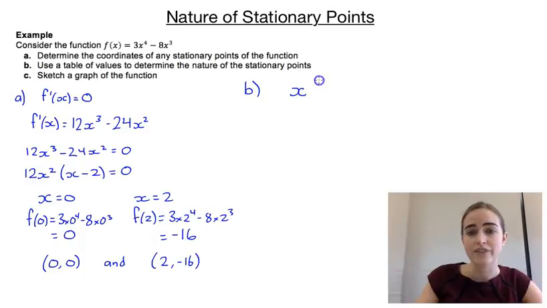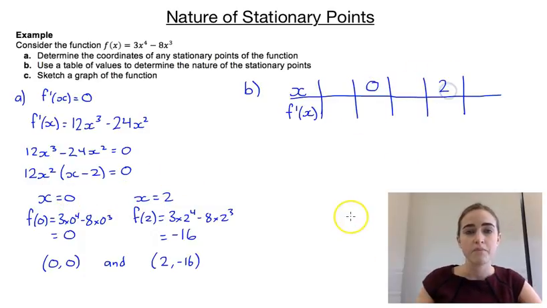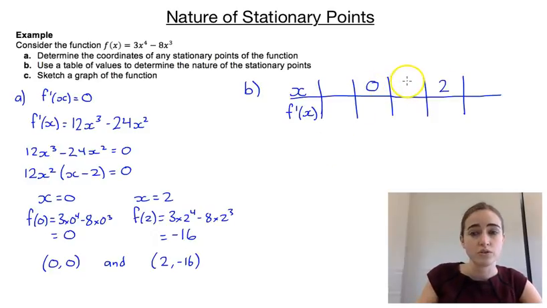We're going to have our x values, and we're going to have the value of our derivative at those x values. So the values we need in here, we need our stationary points. So we know they're at x equals 0 and x equals 2. But we also need to test points on either side of those. So in between 0 and 2, may as well pick 1, 3, and -1. What those values are doesn't matter as long as they're between your stationary points or on either side of your stationary points.